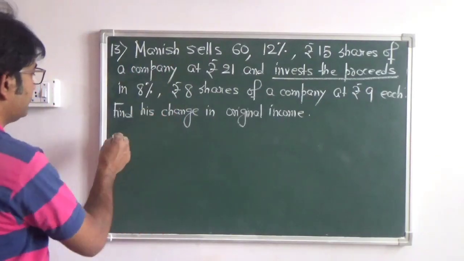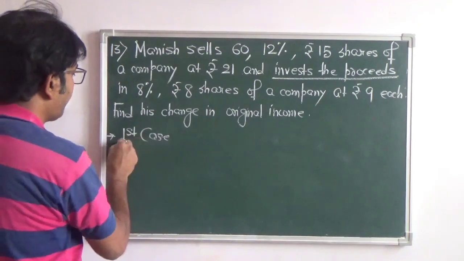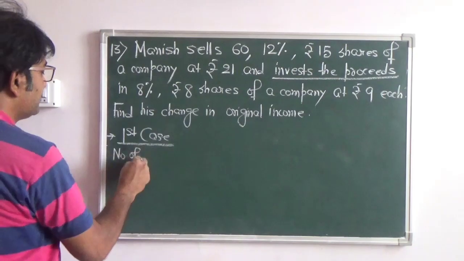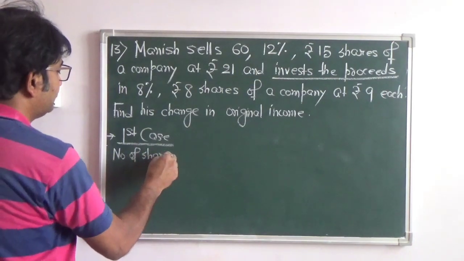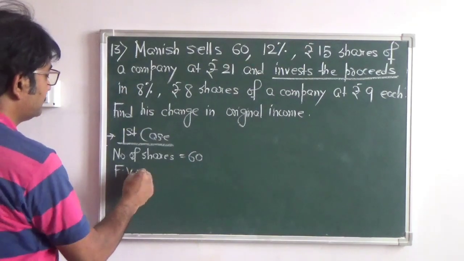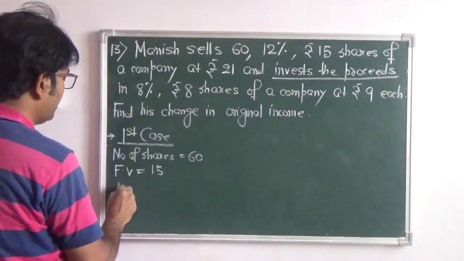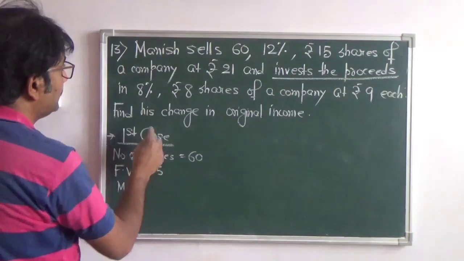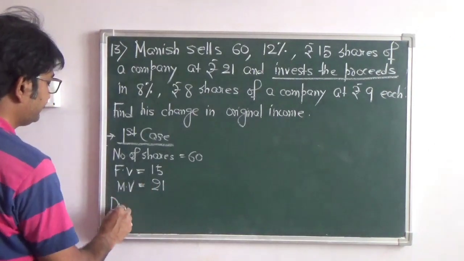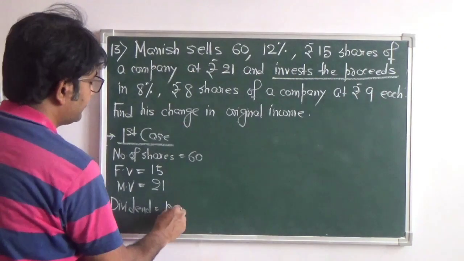So let us start in the first case. Number of shares is 60. Face value is 15. Market value rupees 21, dividend is 12%.